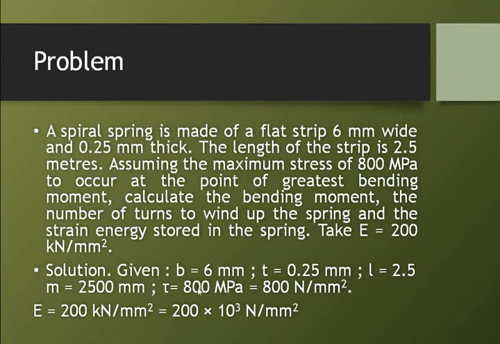First, let's see the given data. B, the width of the spring, is equal to 6 mm, thickness is 0.25 mm, and length is 2.5 meters, which is 2500 mm. The maximum stress is 800 MPa, which is 800 Newton per mm square. Here we need to calculate the bending moment, the number of turns to wind up the spring, and the strain energy stored. These three you need to find out. And E is given as 200 kN per mm square, which is 2 into 10 power 5 Newton per mm square.